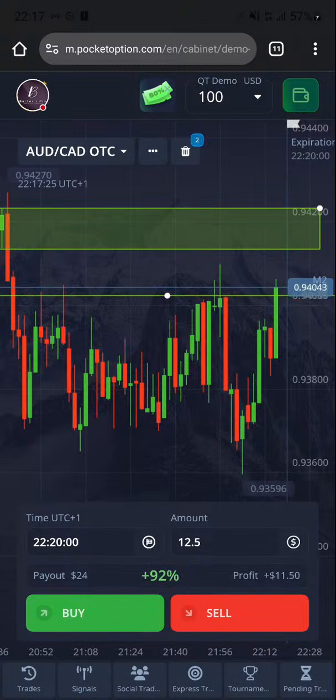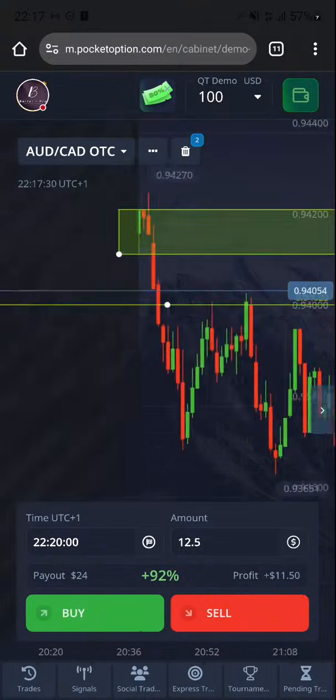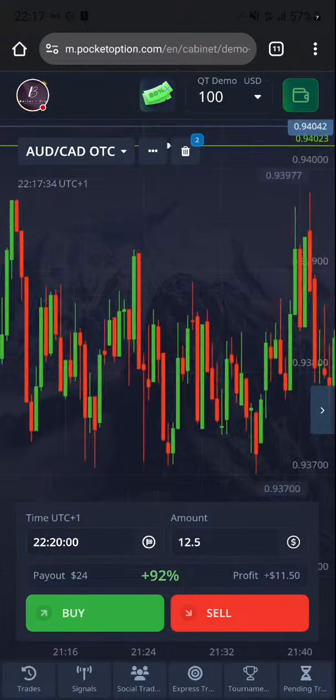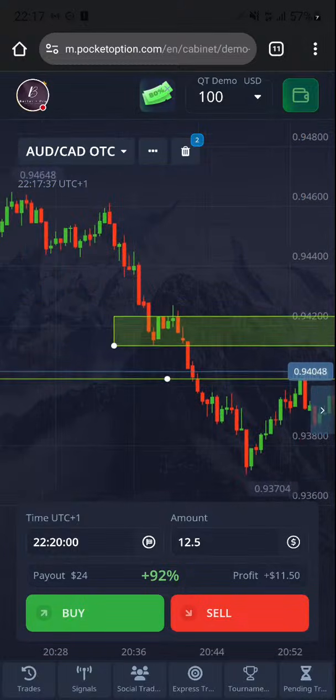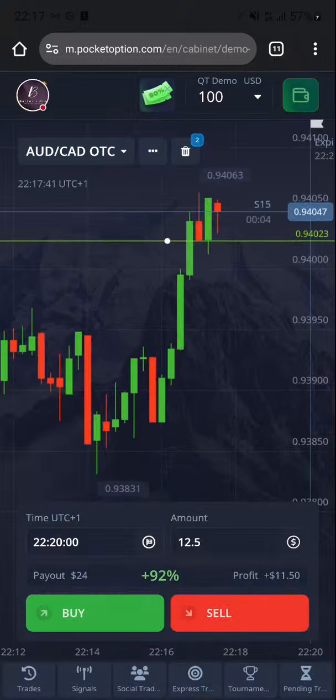You understand? Now let's check lower time frame. Let's go. I like M1 time frames. You understand? When I'm on M5, M1 is like the S15 of M5.